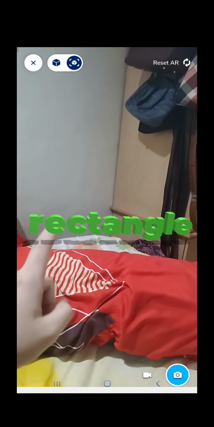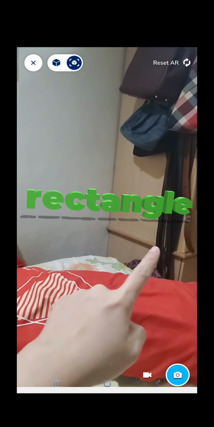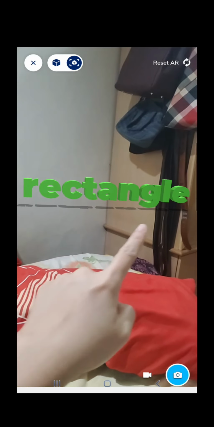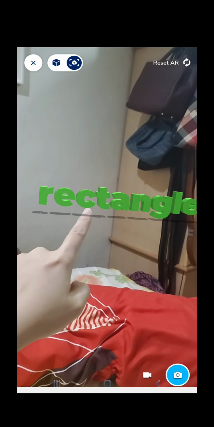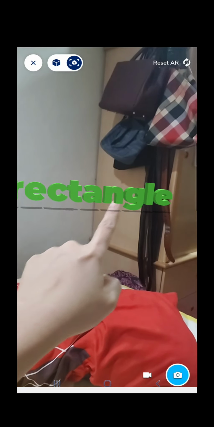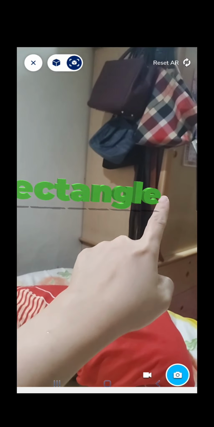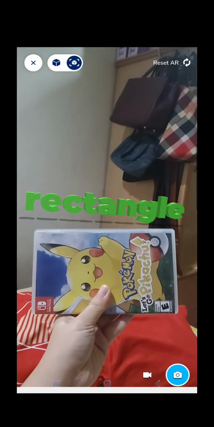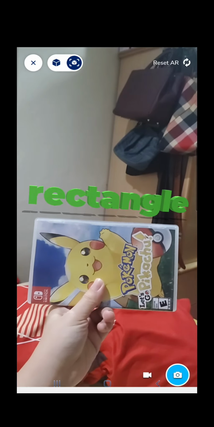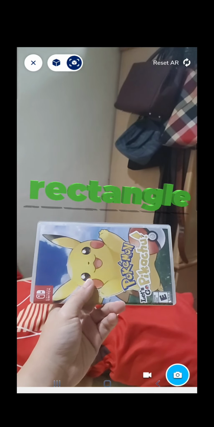The next shape that we are going to learn is rectangle. Rectangle. So how to spell? R-E-C-T-A-N-G-L-E. Rectangle. So how does a rectangle look like? Ta-da! It looks like this. This box is in rectangle.